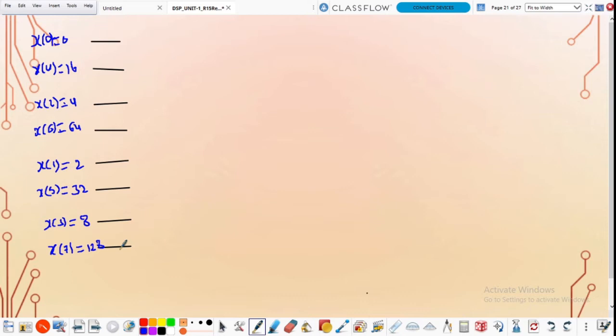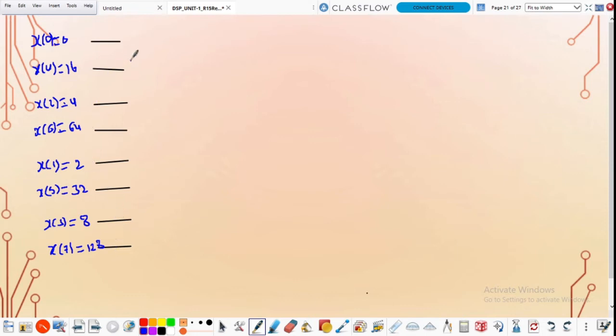Construction of 8 point DFT from 4 2 point DFTs. So 4 2 point DFTs means this is the first 2 point DFT, this is the second 2 point DFT, this is the third 2 point DFT, and this is the fourth 2 point DFT. So these 2 samples are considered as one 2 point DFT, these 2 samples as the second, these 2 samples as the third, and these 2 samples as the fourth 2 point DFT.